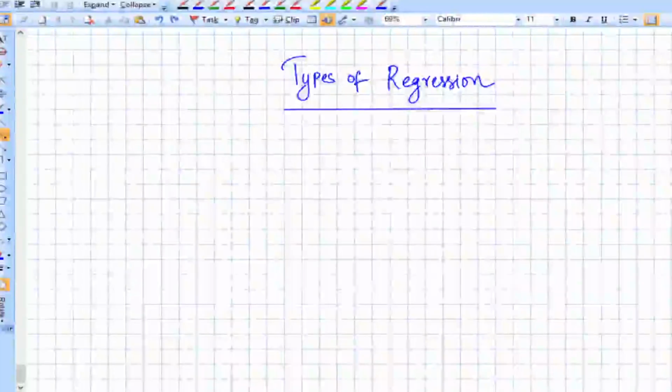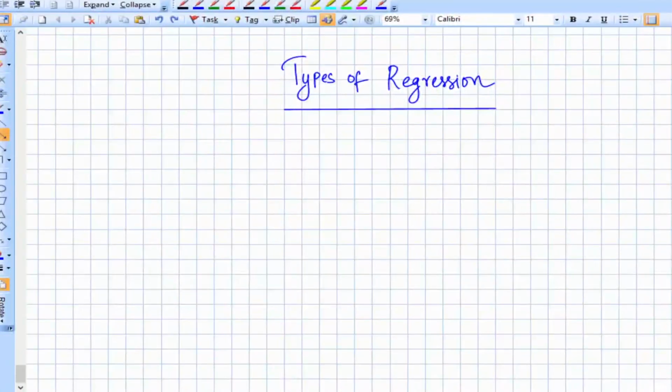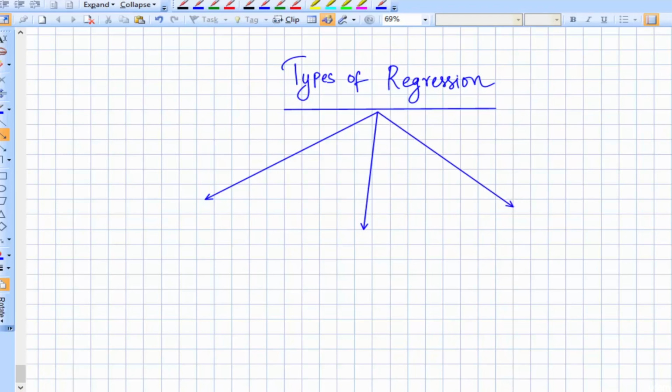Having understood what is regression, let's now move on to the types of regression. There are basically three types of regression. To start with, we have simple and multiple regressions, then we have linear and non-linear, then total and partial. Let me write them. The first one is simple and multiple regression.